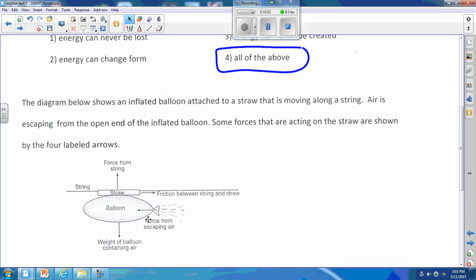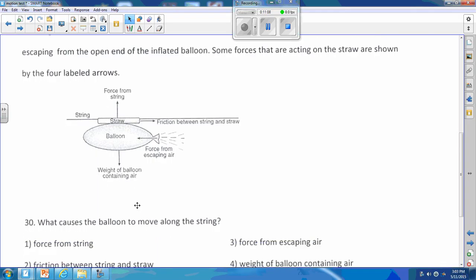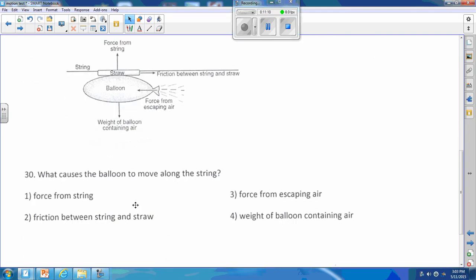Air is escaping from the open end of the inflated balloon. Some forces that are acting on the straw are shown by the 4 labeled arrows. So friction, force of the escaping air, the weight of the balloon, etc., force from the string. What causes the balloon to move along the string? It's going to be the force from the escaping air.